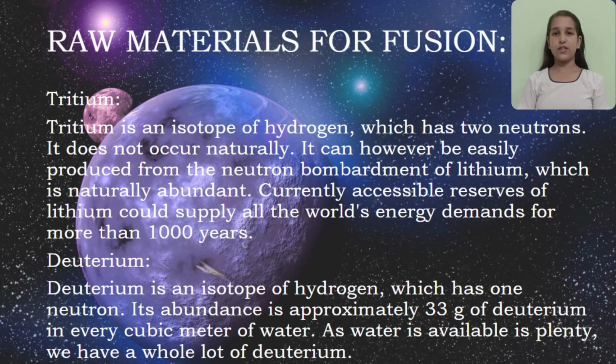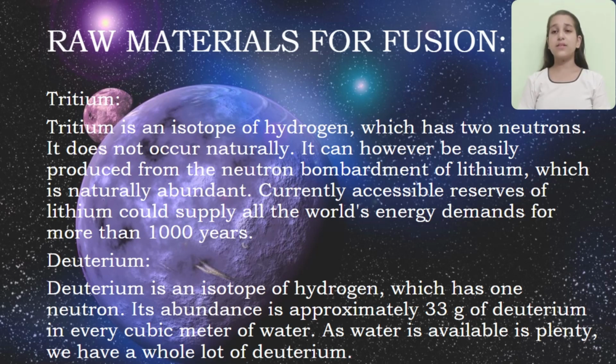Raw materials for fusion. Tritium. Tritium is an isotope of hydrogen which has two neutrons. It does not occur naturally. It can, however, be easily produced from the neutron bombardment of lithium, which is naturally abundant. Currently accessible reserves of lithium could supply all the world's energy demands for more than 1,000 years.